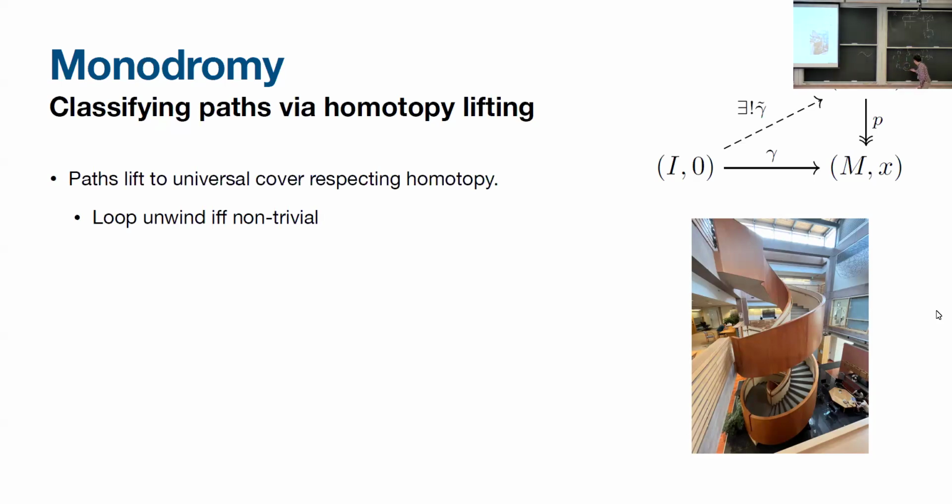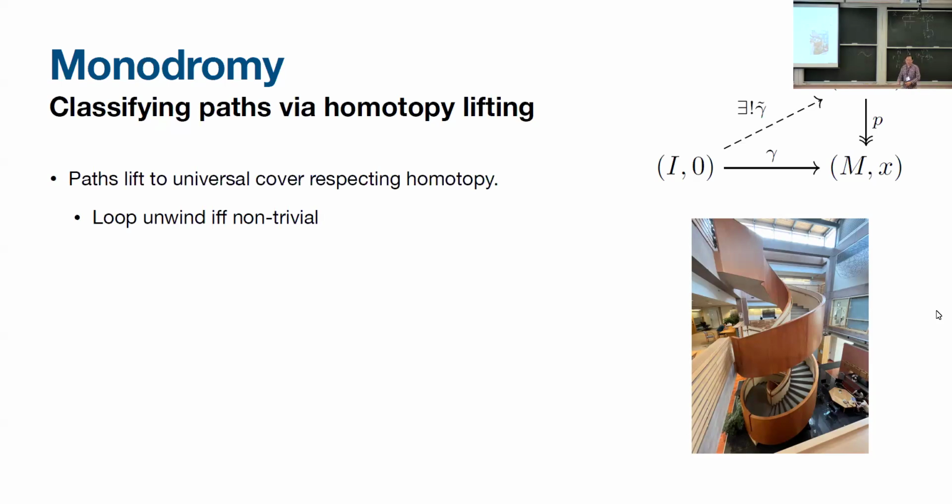You go around your circle, but actually you're going up stairs. You're going up your real line. So your paths, your loops, lift up to this covering space. And these loops unwind when you lift, if and only if they are non-trivial. So this lifting procedure completely characterizes your cycles.